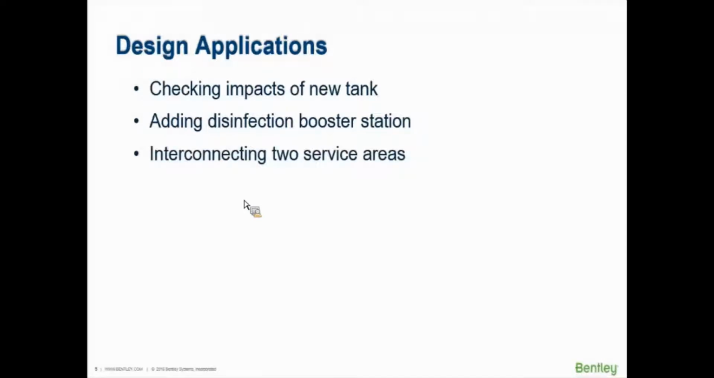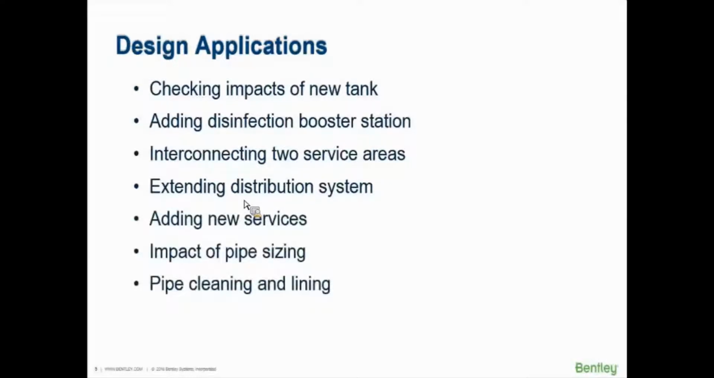Maybe you are trying to decide if you want to connect up two systems that have two different constituent values, like total dissolved solids. Is that going to have a disfavorable impact? You're extending the distribution system, therefore maybe you're putting in another transmission line that's going to go out further. That's going to increase the water age, using that as a surrogate for water quality. It may have poor water quality results. New services, sizing of pipes, whether you need to do pipe cleaning and lining to increase the C factor. So it could mean quite a few different things here from the design perspective.